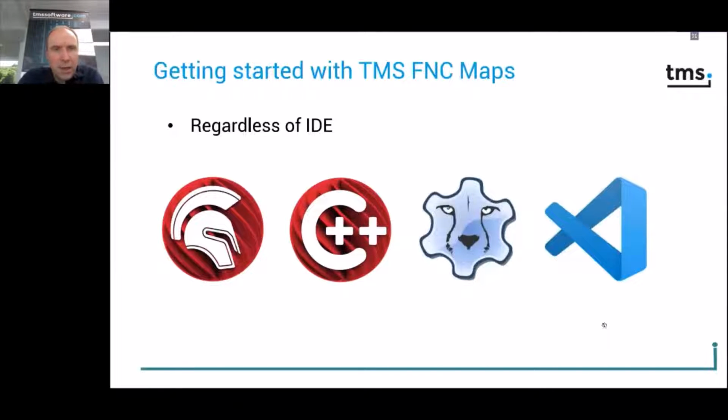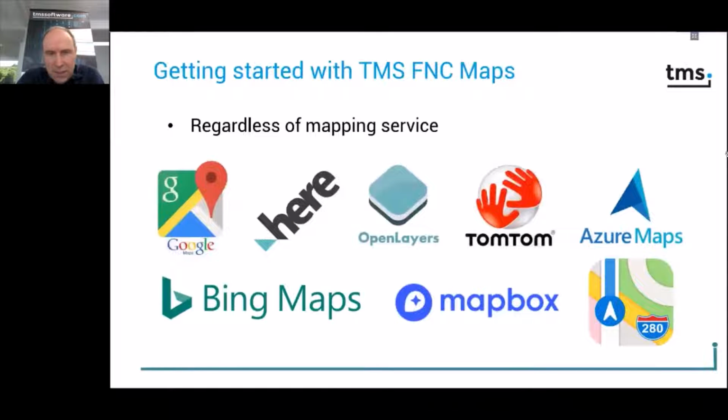And also, regardless of the mapping service, and this is the status of today, this is the list of mapping services that we support till today. In the future, we might even add additional mapping services, but today we offer Google Maps, Here Maps, Open Layers, TomTom Maps, the Microsoft Azure and Bing Maps, and also Mapbox, and finally the Apple MapKit mapping service.